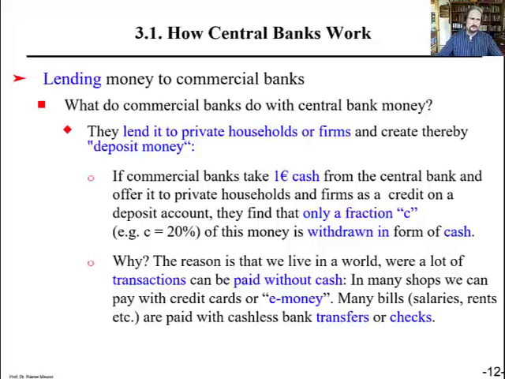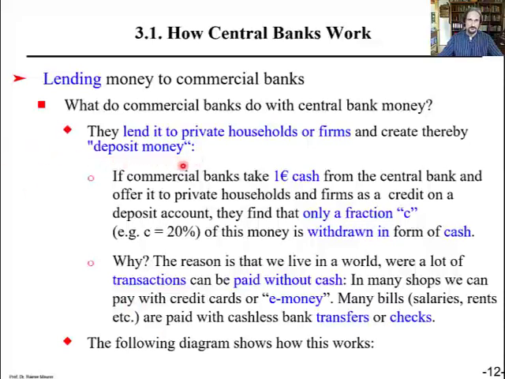Why is this possible? The basic reason is that we live in a world where a lot of transactions can be paid without cash. In many shops we can pay today with credit cards or e-money. Many bills like salaries, rents, insurance premiums, etc. are paid with cashless bank transfers or checks. The following diagram shows why this offers the possibility to commercial banks to create additional deposit money.